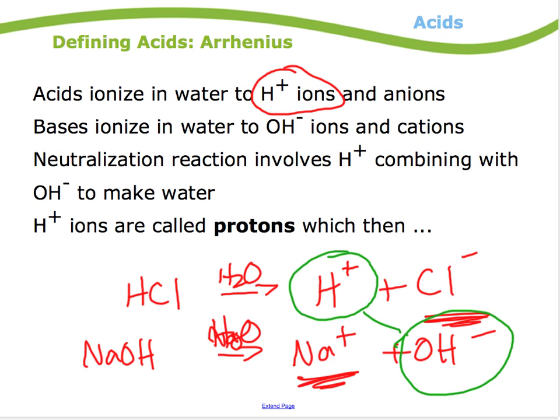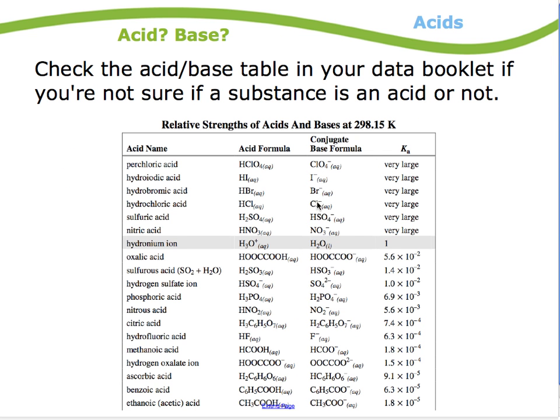Now, if you're not sure if something is an acid or a base or not, you can check your periodic table or the data booklet that you've been provided with or that you purchased. Here on this side or in that column are a listing of all the common acids. And here are a listing of, not all of them, but many of the common bases that are around. There'd be other ones as well, but these are some of the commons. So this chart here is acids. This chart here would be bases. So if you're not sure if something's an acid or not, you can always check your data booklet.